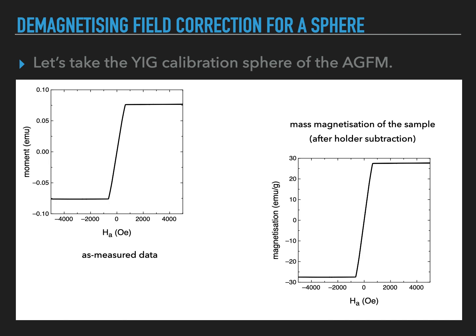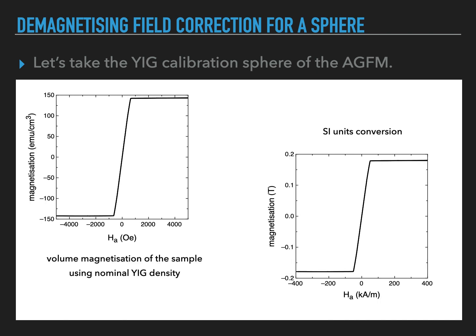Let's examine a practical example. We take a spherical sample, that is an yttrium iron garnet sphere that is used to calibrate the AGFM. In the graph on the left, you can see the magnetic moment as measured by the AGFM. The curve is a function of the applied magnetic field. In the right graph, we are correcting for the holder, substrate, etc. contributions so that we can obtain a magnetization normalized to the sample mass.